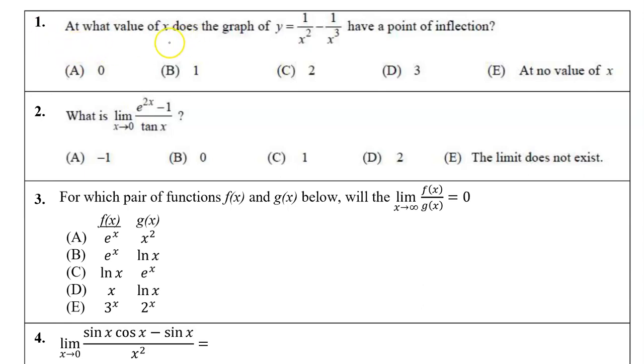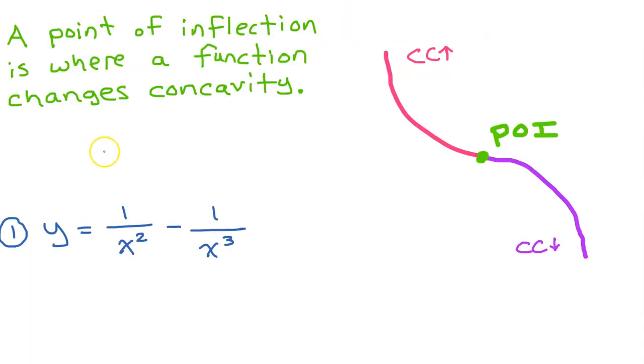Problem number 1. At what value of x does the graph of y equals 1 over x squared minus 1 over x cubed have a point of inflection? Remember that a point of inflection is where a function changes concavity. For example, if a function changes from concave up to concave down, that will be at a point of inflection.